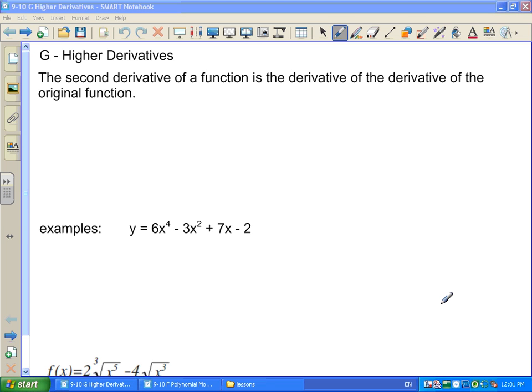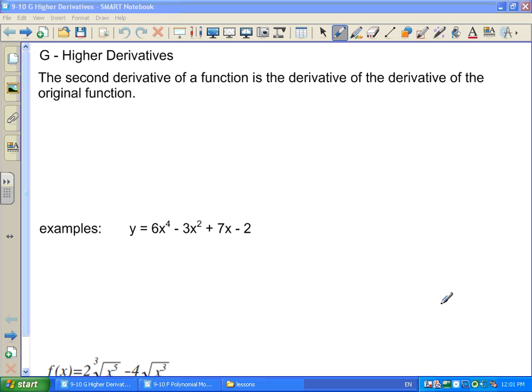So this is the final lesson in Unit 910. This is material out of Box G here, and we're taking a look at higher derivatives. When we're talking about higher derivatives, basically what we're doing is we're taking the derivative of a function that we have already taken the derivative of. So we can start by talking about the second derivative. The second derivative of a function is the derivative of the original function.